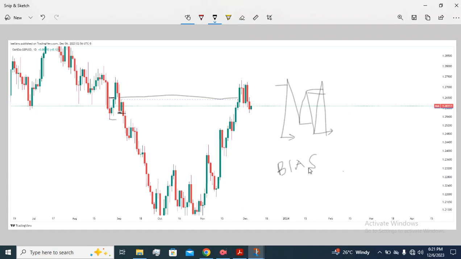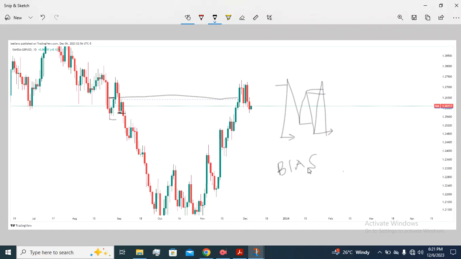Mostly, if you want to know where the market is likely to head to, just spend a lot of your time on the higher time frames. You can even do monthly, then come to weekly, daily and the 4 hour. Those are the time frames that you're supposed to spend a lot of your time.